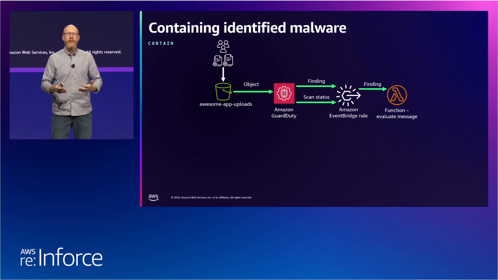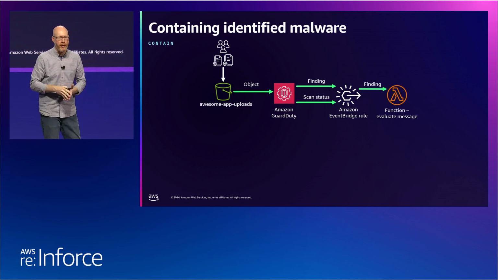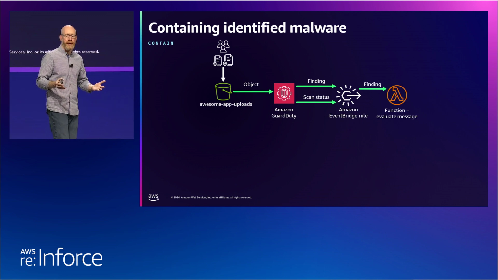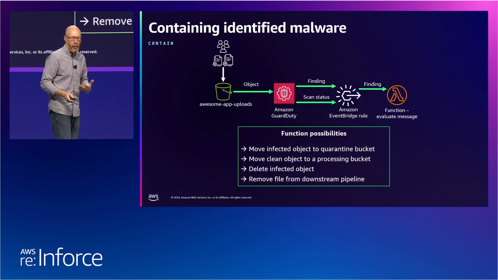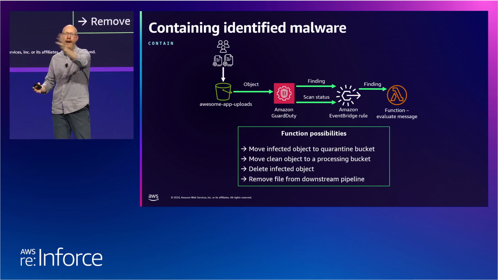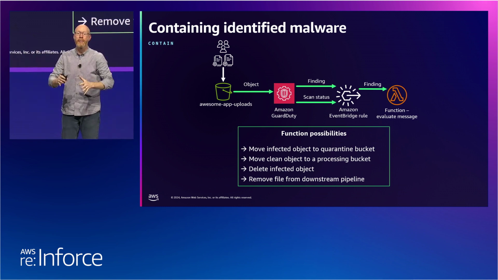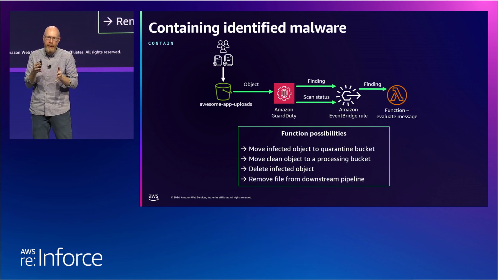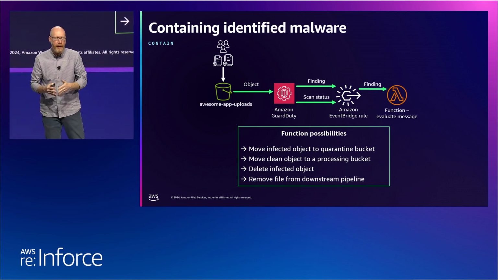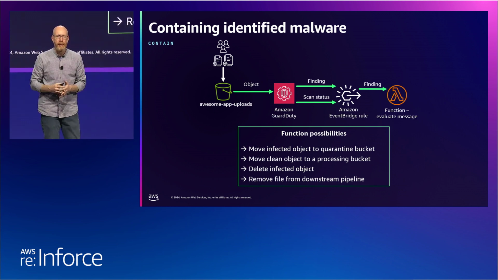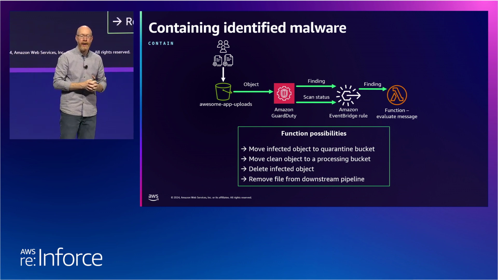And in this example, we're setting a target of a Lambda function. The purpose of the Lambda function here is to evaluate the message and make a decision on what to do next. And what could you do next once you've identified that you have that malware? One, you could move that infected object to a quarantine bucket. Get it out of there, put it somewhere, maybe even put some additional permissions around that bucket to really limit who can even get to that bucket, maybe just a security team, maybe just a research team. This would work both for the finding or for the scan status, because they're both going to send you information that, hey, there's been malware identified.